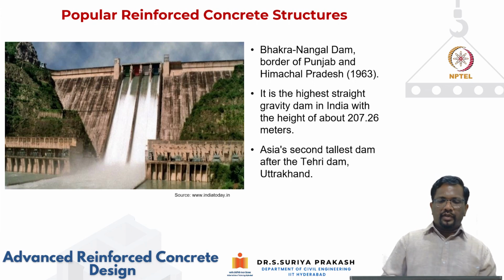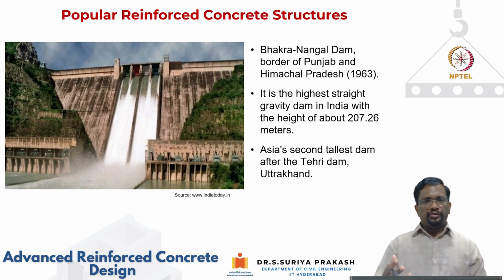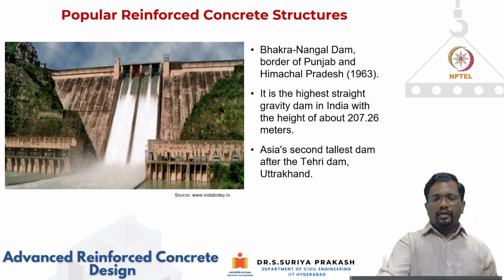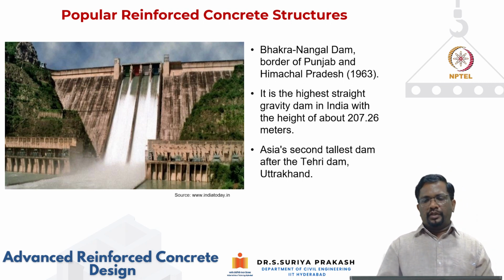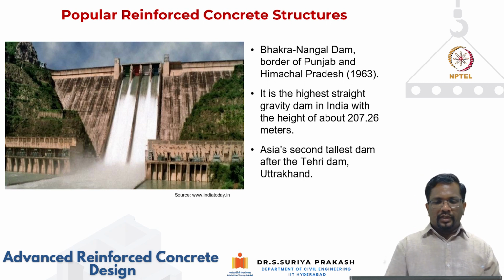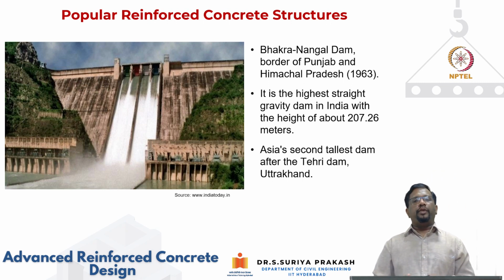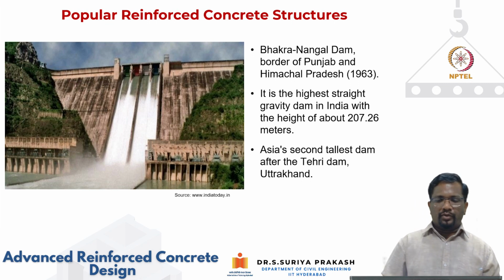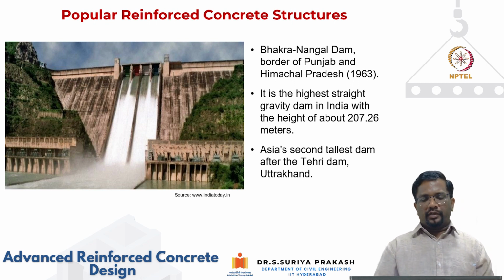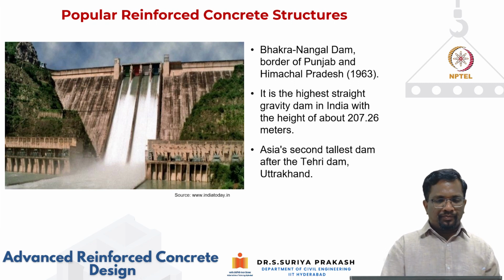Even in India, we have built several dams using reinforced concrete, such as Bhakra Nangal Dam, on the border of Punjab and Himachal Pradesh. It was constructed in 1963. In fact, it is one of the highest gravity dams in India, with a height of about 207 meters. It is also Asia's second tallest dam after Tehri Dam in Uttarakhand.